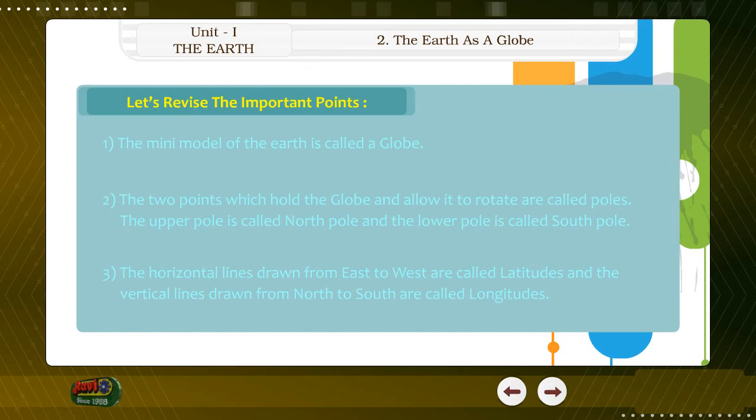3. The horizontal lines drawn from east to west are called latitudes, and the vertical lines drawn from north to south are called longitudes. 4. The globe represented on a flat surface is called a map. 5. There are four directions: east, west, north and south.